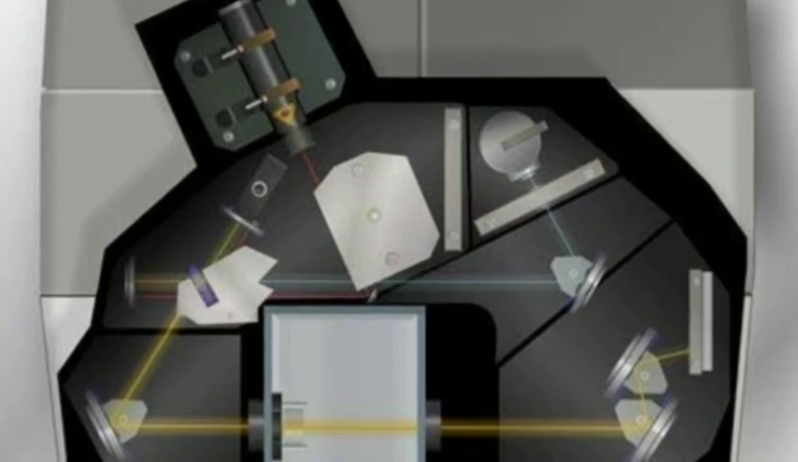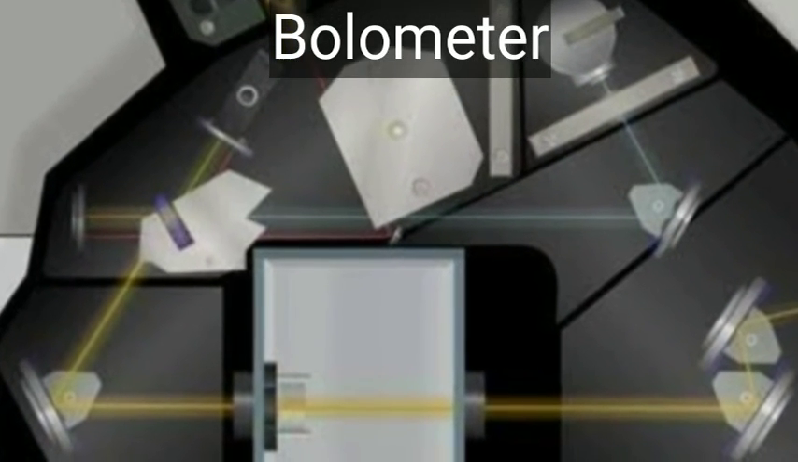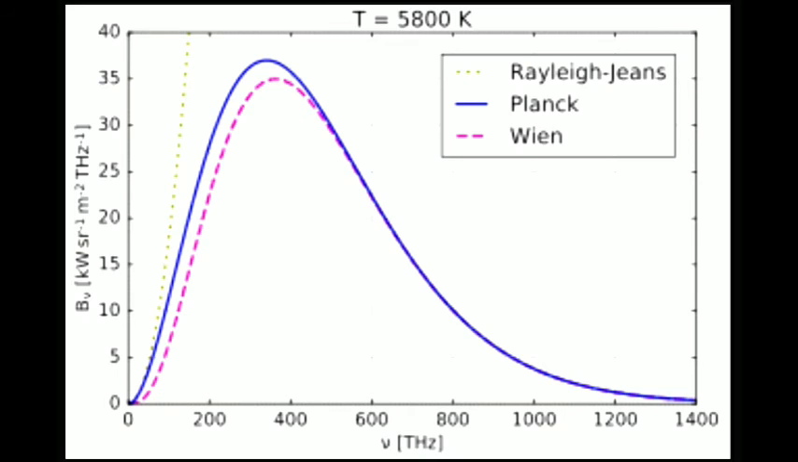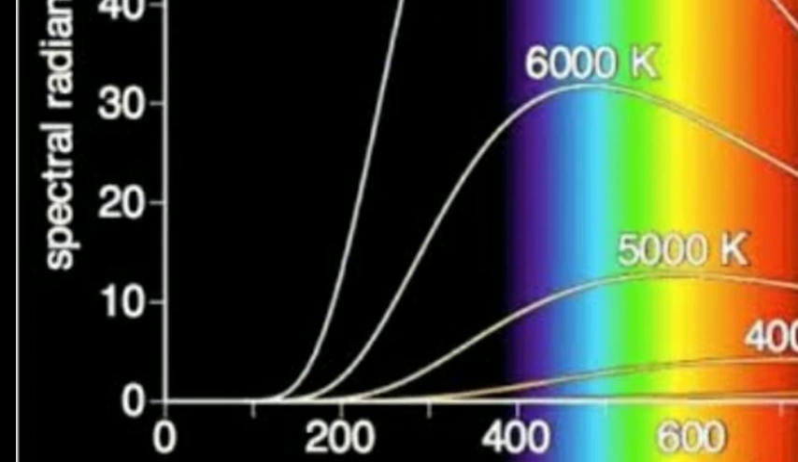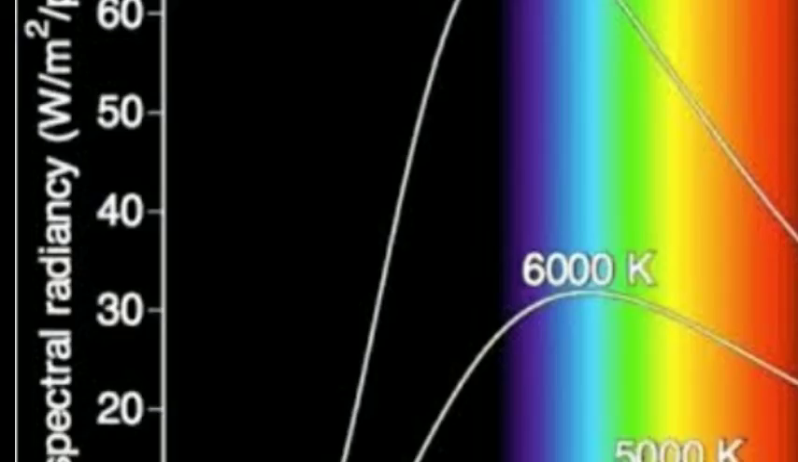spectrometer and a bolometer. The observed spectrum of radiation emitted from a black body at a particular temperature is shown here. This curve shows that the energy is not uniformly distributed and the intensity of radiation is maximum at a particular wavelength.